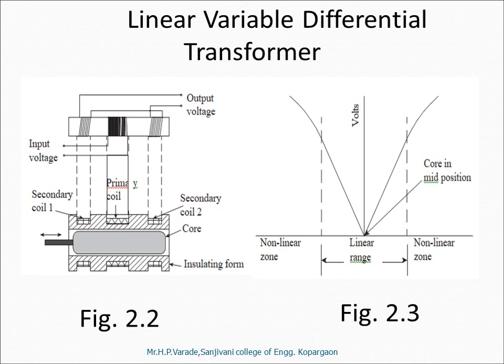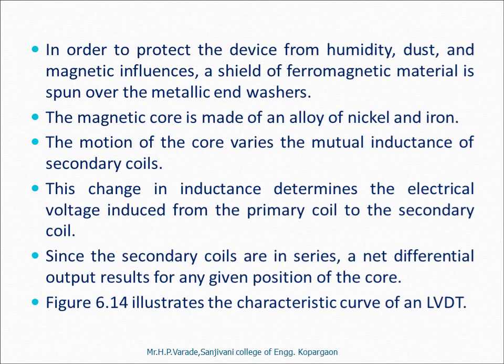Okay, we will move further. In order to protect the device from humidity, dust and magnetic influences, a shield of ferromagnetic material is spun over the metallic end washers. The magnetic core is made of an alloy of nickel and iron. The motion of the core varies the mutual inductance of the secondary coils. This change in inductance determines the electrical voltage induced from the primary coil to the secondary coil. Since the secondary coils are in series, a net differential output results for any given position of the core.